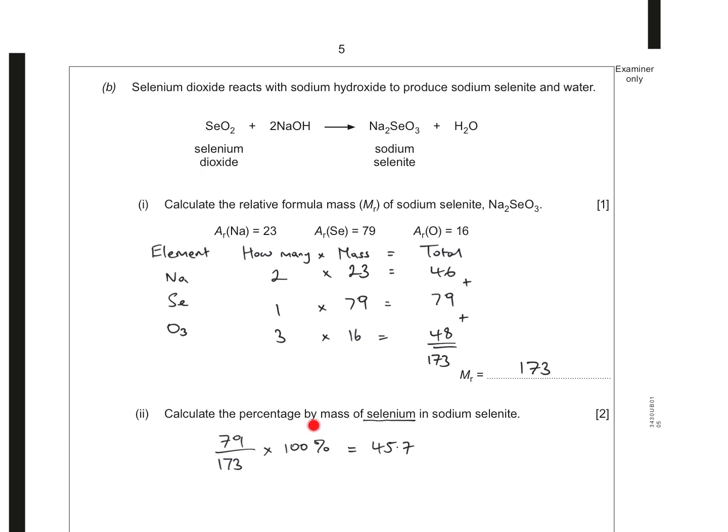They then ask for the percentage by mass of selenium in sodium selenite. So selenium's total was 79. I then divide that by 173. I times by 100 and it gives me 45.7.